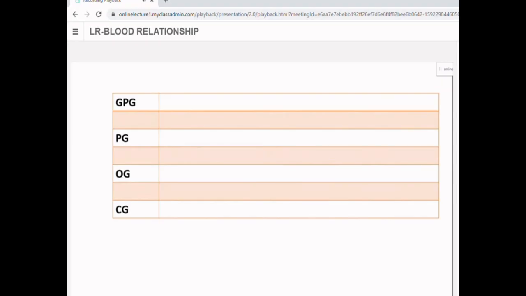Ankit is saying he can't see the screen. Log out and log in once again. Ankit, log out and log in.